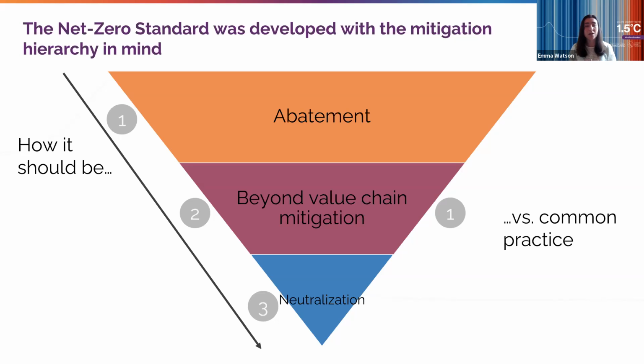And then finally, the neutralization piece. That is more of a long-term goal, and a company should have abated the vast majority of its emissions before neutralizing. So that comes last within the mitigation hierarchy. This is in comparison to common practice where beyond value chain mitigation or offsetting would be used to balance emissions and not thinking about the abatement piece first.